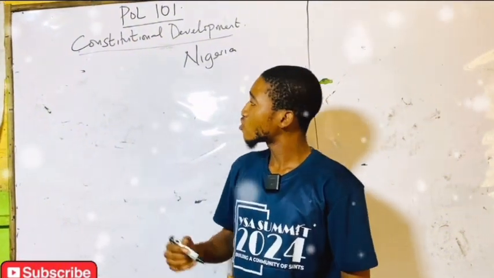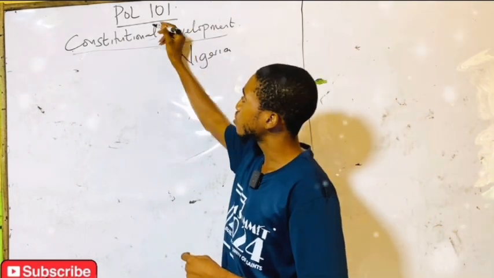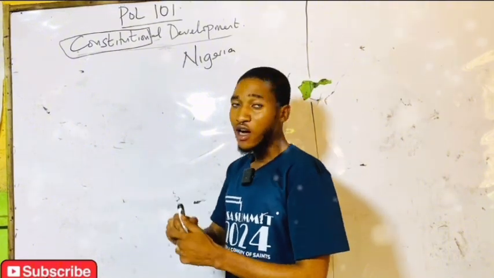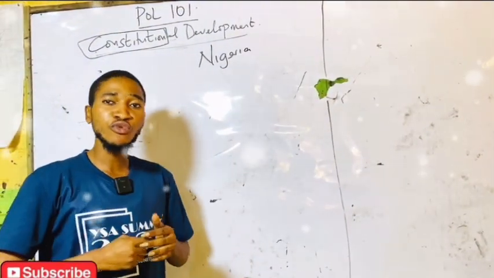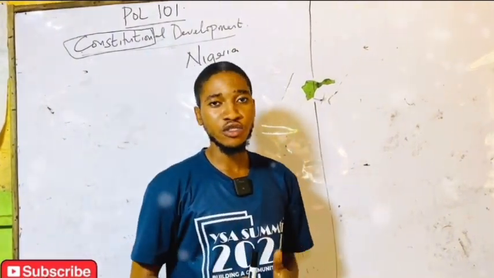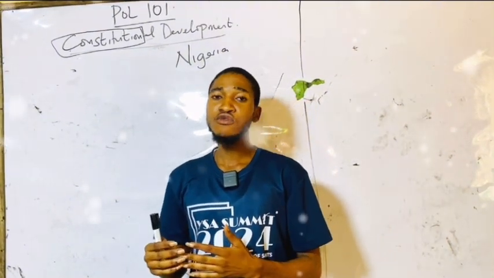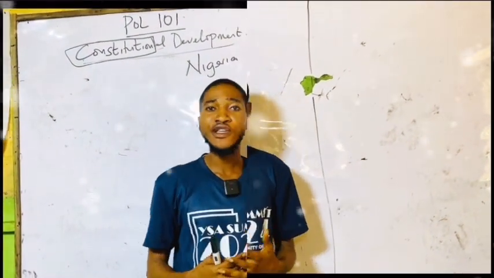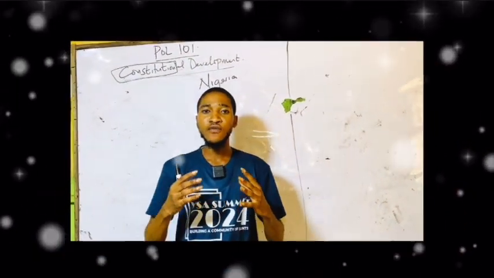Now to get this, you see that we have two words on the board, constitutional and development. You can see that this word itself is derived from the word constitution. Now we can define this as sets of laws which are used to guide, direct, control the people in a particular state or country. And these constitutions can either be written in a single document or not written in a single document. So the whole essence of constitutional development is to prepare the minds of Nigerians to become self-dependent or independent. So for us to dive into this, let's look at some of the origin of Nigeria.